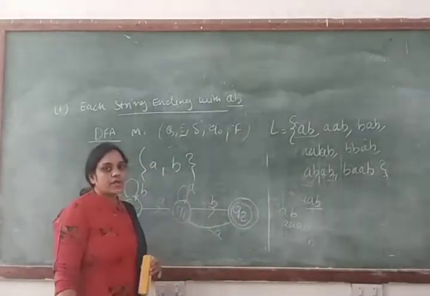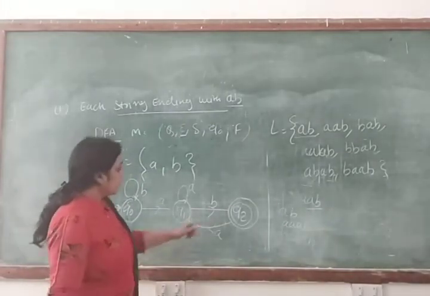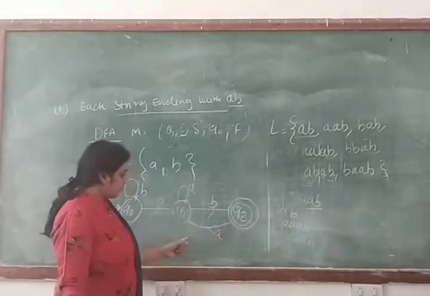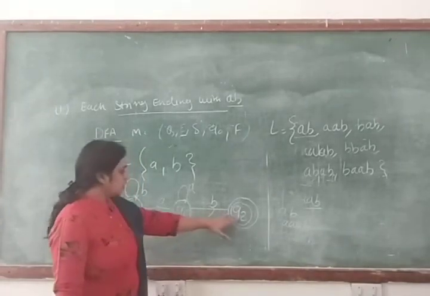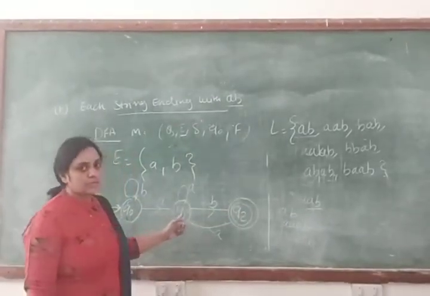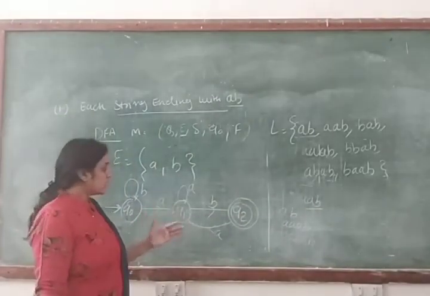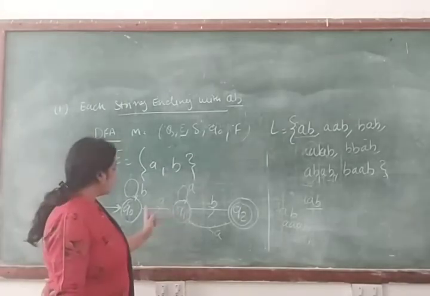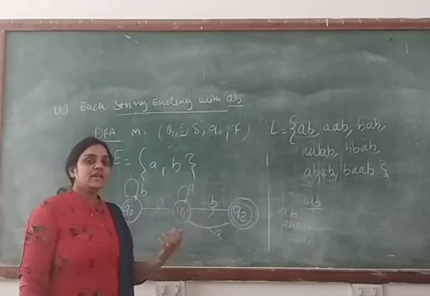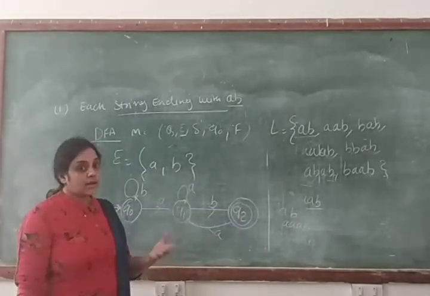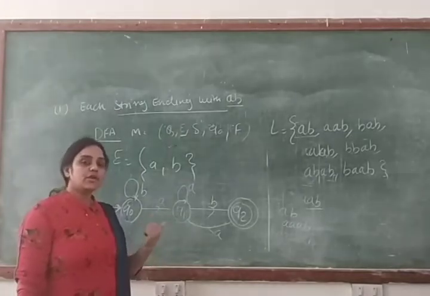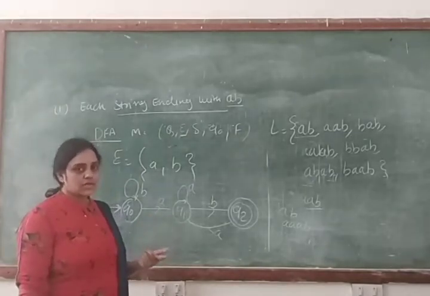Clear? Now check for the input string B. If you are making a transition from Q2 to Q1 for the input symbol B, in that case your machine can accept A, B. Clear? Your machine can end with B, and again this string is not a part of your language, so that's why we cannot make this transition.